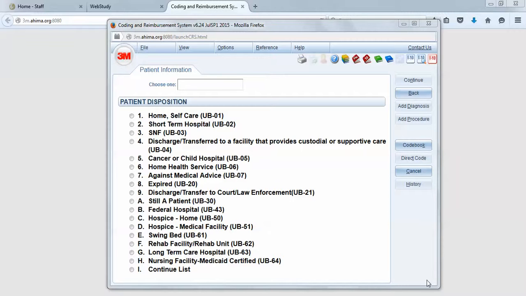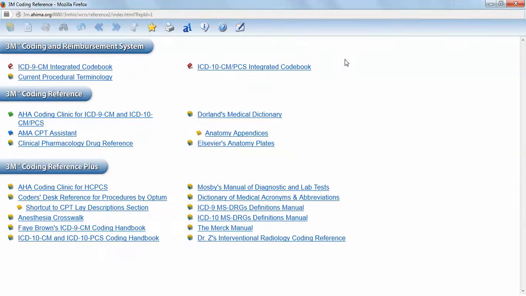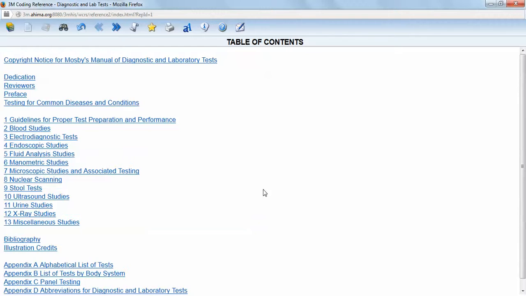So lab values are an excellent way to find disease processes that are not documented by the physician. So let's go to our stack of books, and we'll click on that. All right, and where we're going to go is the Mosby's Manual of Diagnostic and Lab Tests, and you will find that right down here under the 3M Coding Reference Plus. I want you to point at it and click.